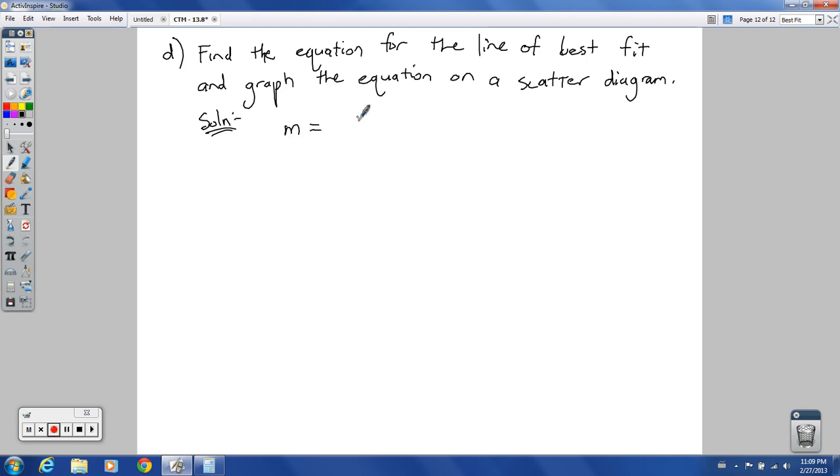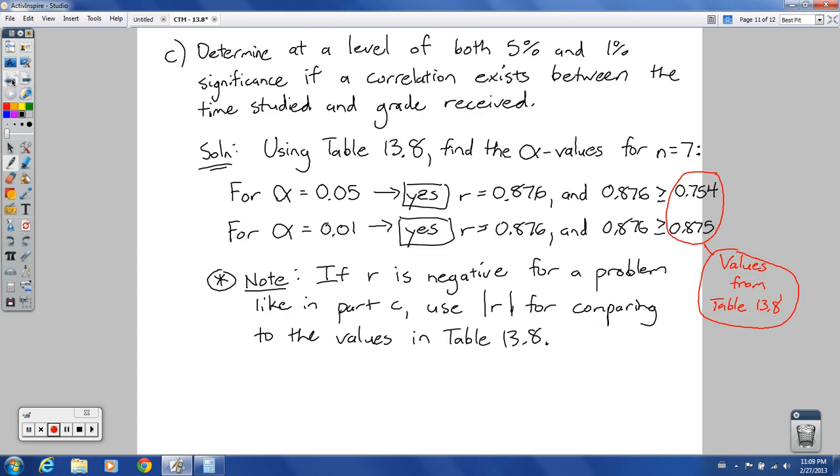So m was this value: it's the number of terms times the sum of the product of the x and y values, minus the sum of the x values times the sum of the y values, and you have that over n times the sum of the x squared values minus the sum of the x values squared. It all looks kind of crazy at first, but we've done this work already. Let's go back and see where we see this stuff already.